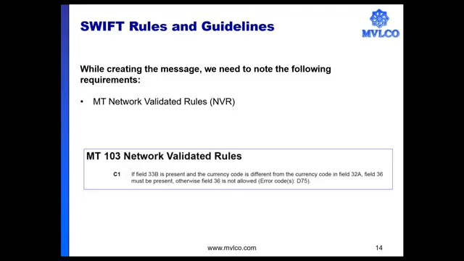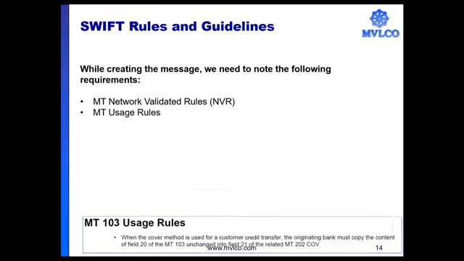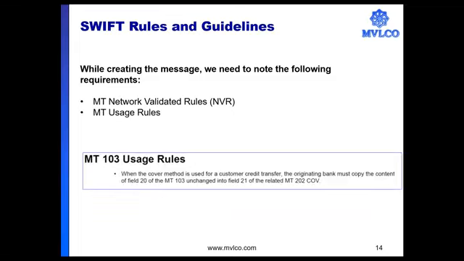The second kind of rules which are mandatory are the MT usage rules. The MT usage rules are not validated by the network, which means for these rules there is no error code defined, but these have to be used for the correct usage of the message. Again, this may affect more than one field. So the two mandatory compliances are the MT network validated rules and the MT usage rules.